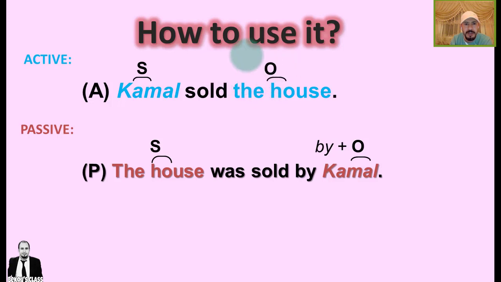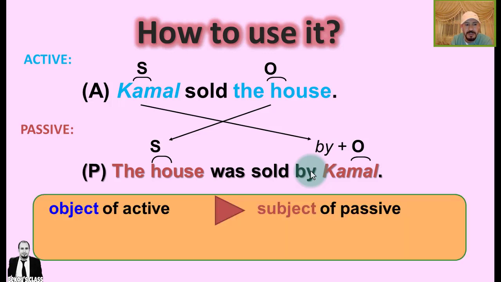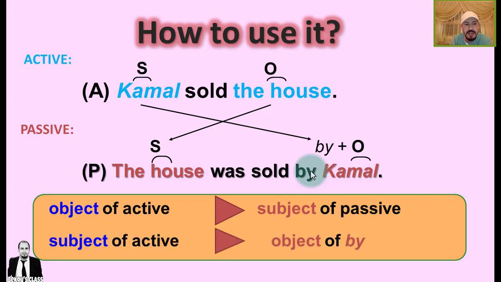Now look here, the changes. The house becomes the subject and Kamal becomes the object of the verb. So the object of the active becomes the subject of the passive, and the subject of the active becomes the object of the passive.